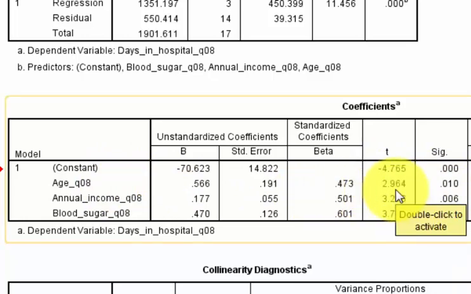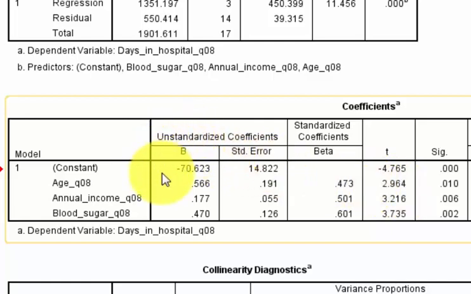So that's a pretty good model. So in other words, whoever's running the hospital should give you a big raise if you come up with this theory. But now to write out the predicted equation model, you use the unstandardized B weights.